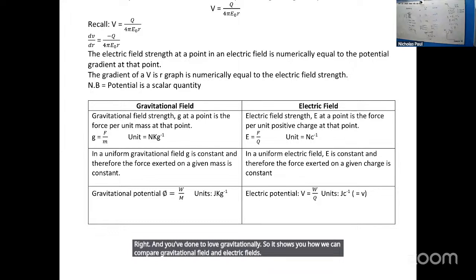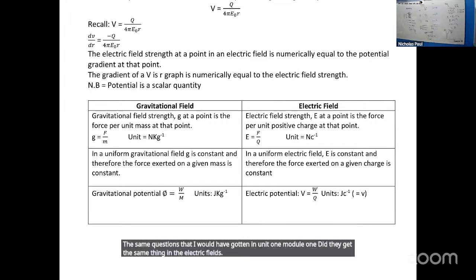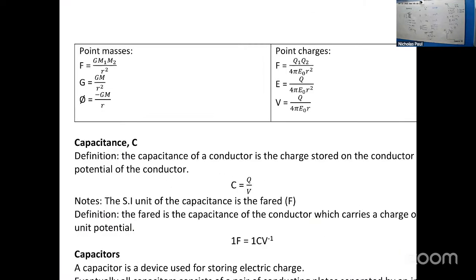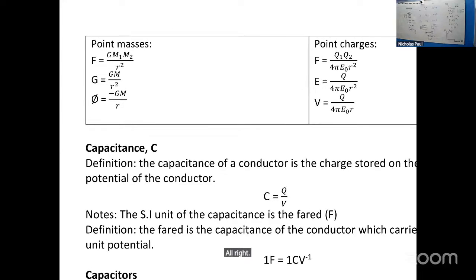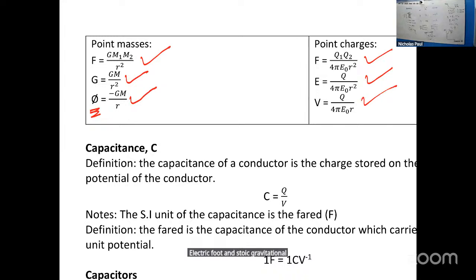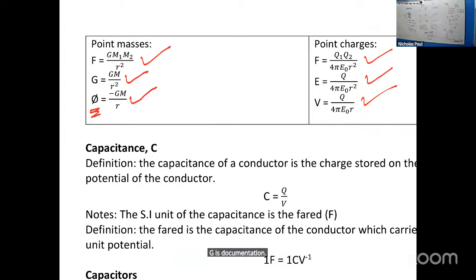Okay, so the same questions that you would have gotten in unit 1, module 1, on gravitational fields, they could get the same thing in electric fields, right? And I gave you the full breakdown here: Newton's law of gravitation, Coulomb's law, gravitational field strength, electric field strength, gravitational potential, electric potential. G is gravitational field strength. Phi is gravitational potential.